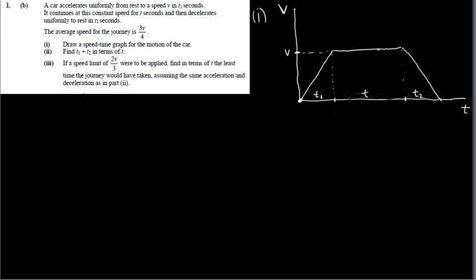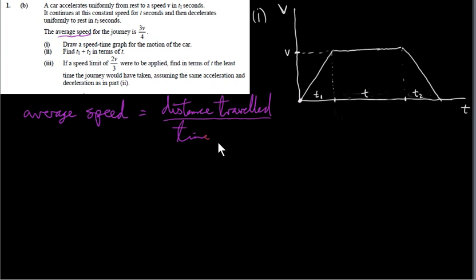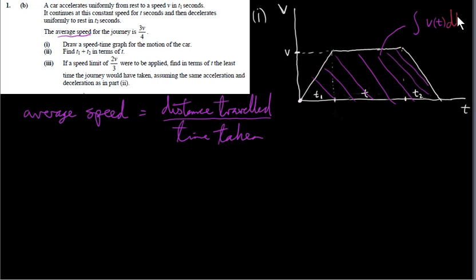Now we're given that the average speed for the journey is 3v/4. So what is average speed? Average speed is distance traveled divided by time taken to cover that distance. The distance traveled is the area under the speed time graph, this purple area here. You can think of this as the integral of v of t with respect to t. We just multiply the speed by the time.